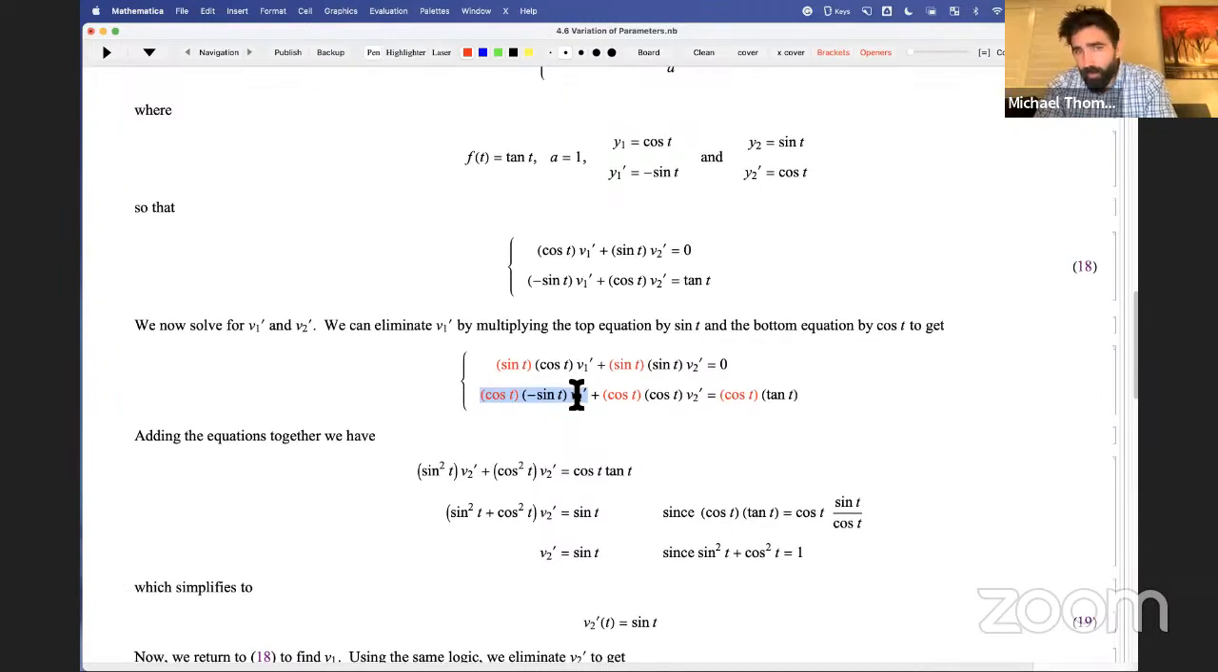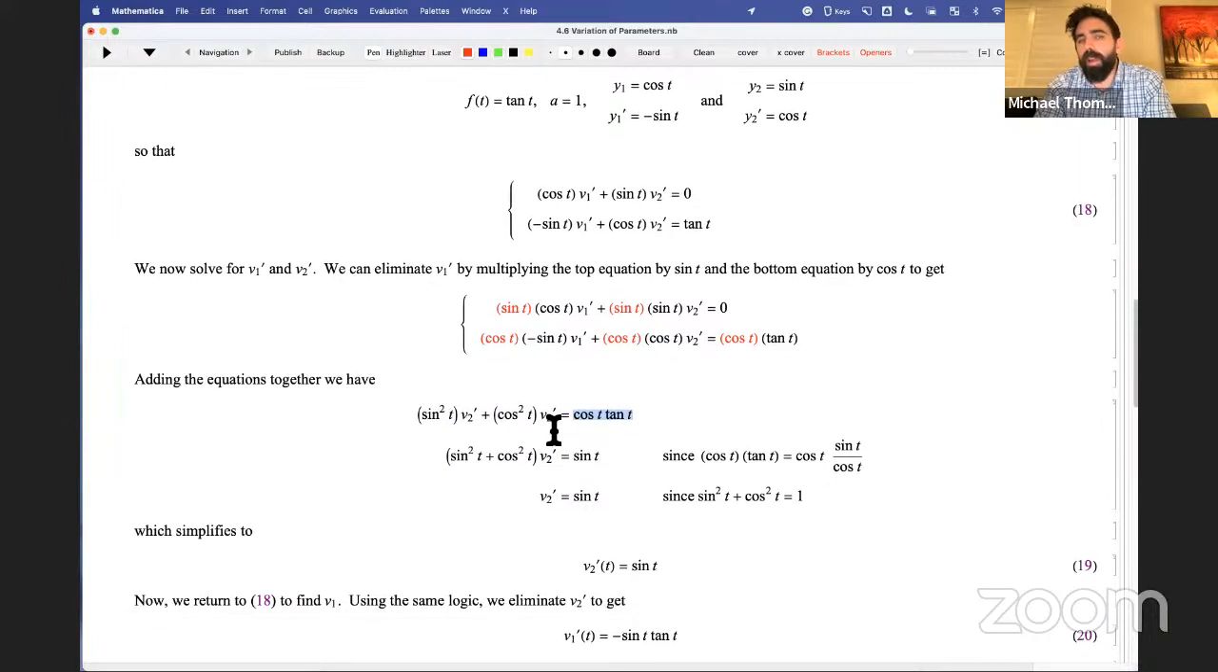So when we add the equations together, the v1 primes cancel, and what we're left with here is a sine squared t v2 prime and a cosine squared t v2 prime. And on the right, we have 0 plus cosine t tan t. Like so. We can factor out a v2 prime, and then cosine squared plus sine squared is 1. And by the way, cosine t times tan t is sine t. So we've solved for v2 prime.